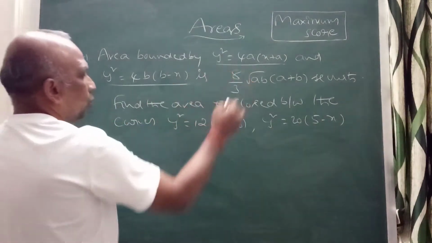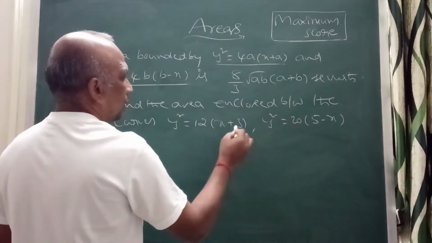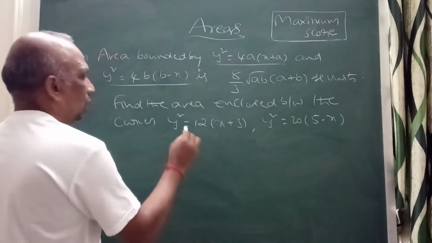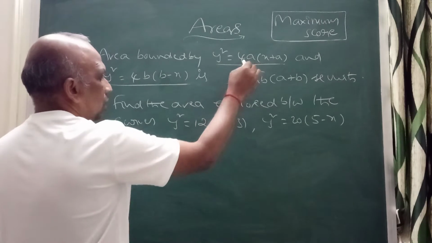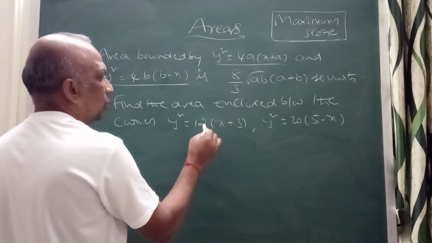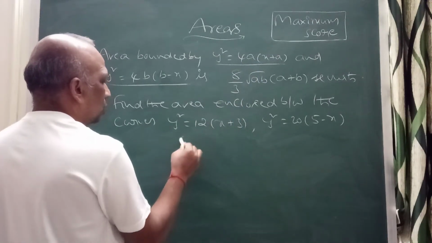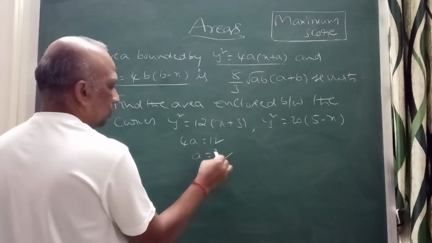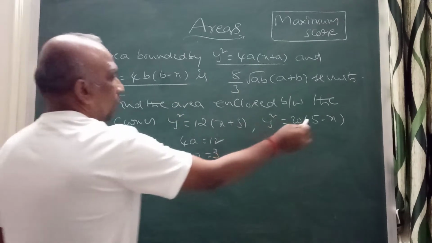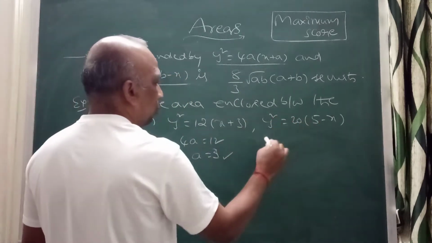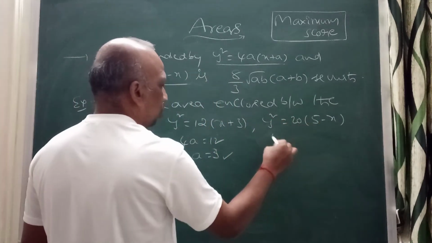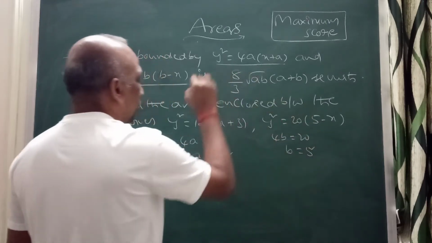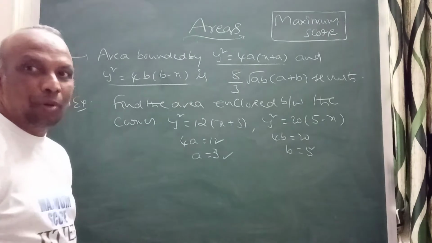Y square equal to 12 into x plus 3. Again they have given like this, and y square equal to 20 into 5 minus x. If we compare, 4a is equal to 12, so a is equal to 3, right? Correct? If we compare b minus x, b is equal to 5. 4b is equal to 20, b is equal to 5. You can verify like that. We know the a value and b value.